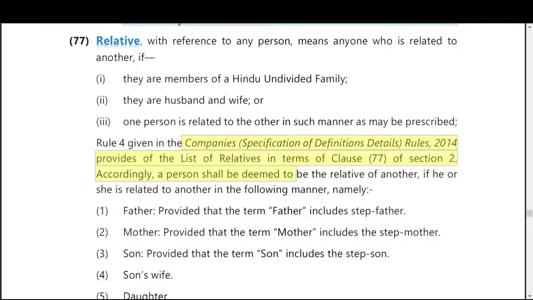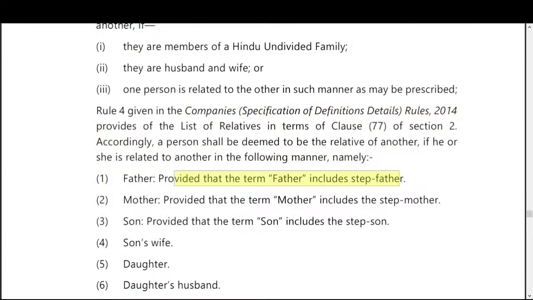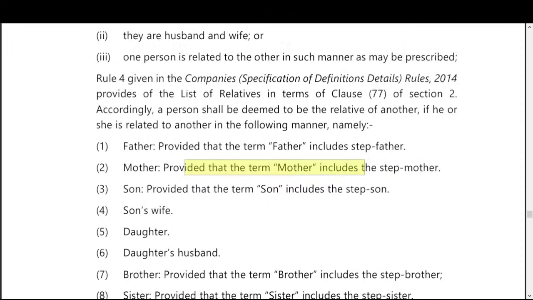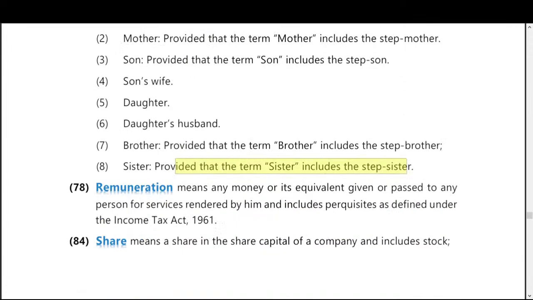Accordingly, a person shall be deemed to be a relative of another if he or she is related to one another in the following manner, namely: father, provided that the term father includes stepfather; mother, provided that the term mother includes stepmother; son, provided that the term son includes stepson; son's wife; daughter; daughter's husband; brother, provided that the term brother includes stepbrother; sister, provided that the term sister includes stepsister.